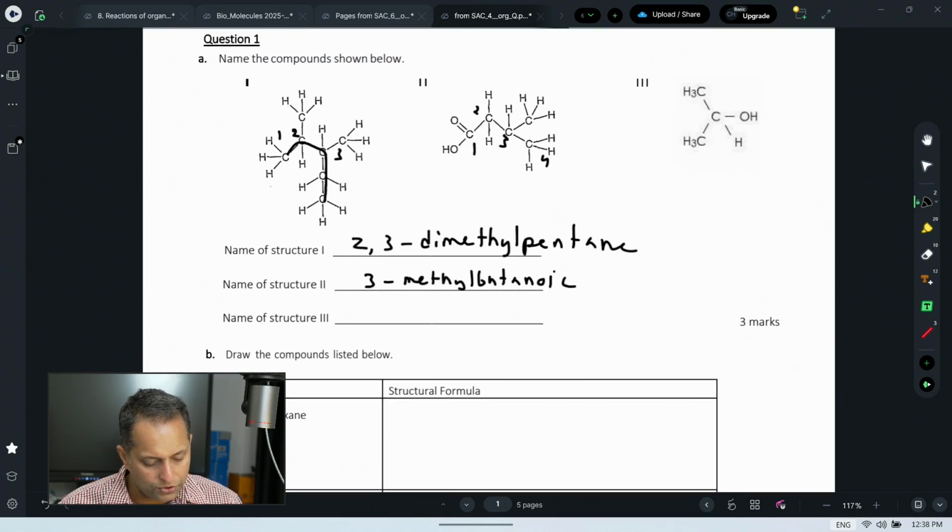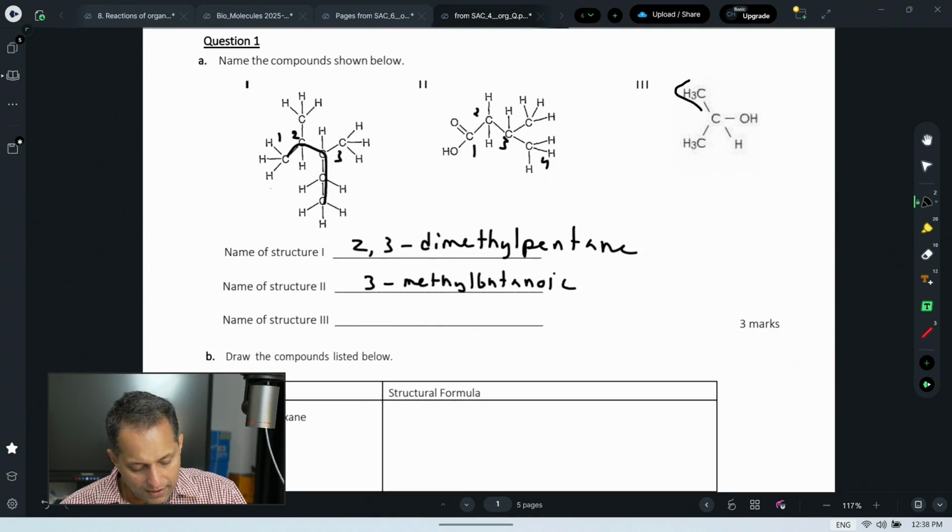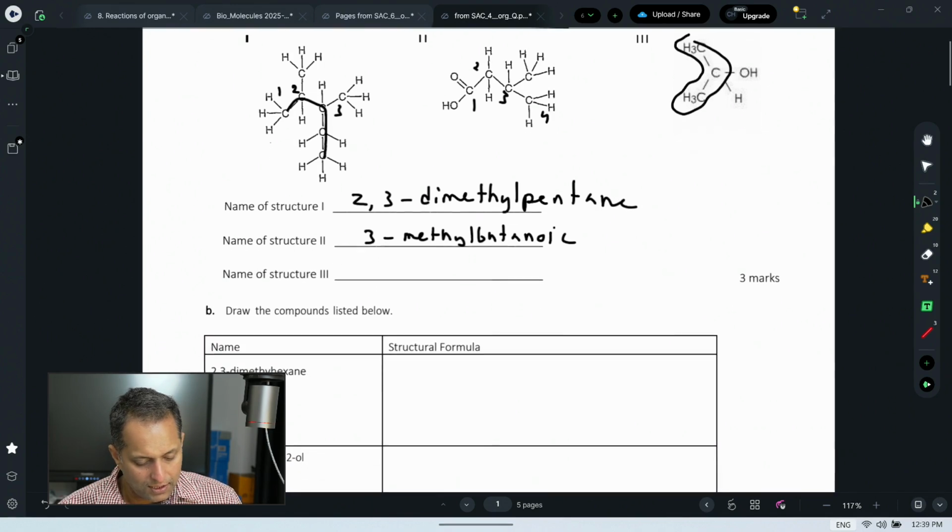Name the structure of part 3. Okay, this is alcohol. The common mistake you make when it comes to naming alcohol is that you don't tend to find the longest carbon chain. So make sure you find the longest carbon chain, right? Okay. So what's the longest carbon chain? That is the longest carbon chain. So this is propan. It's alcohol, propan-2-ol. Yeah, that's fine.